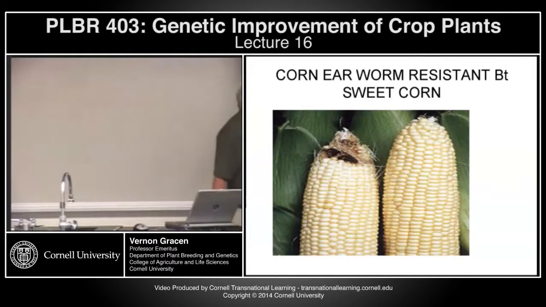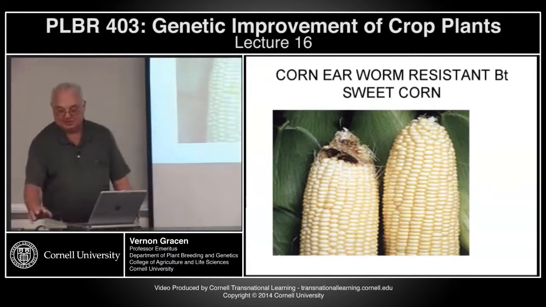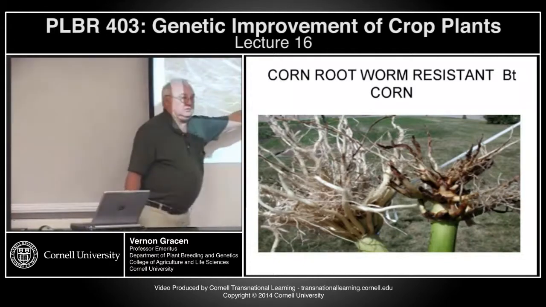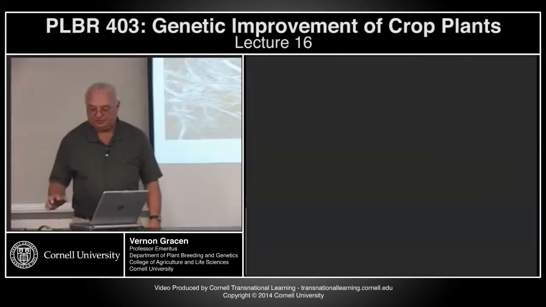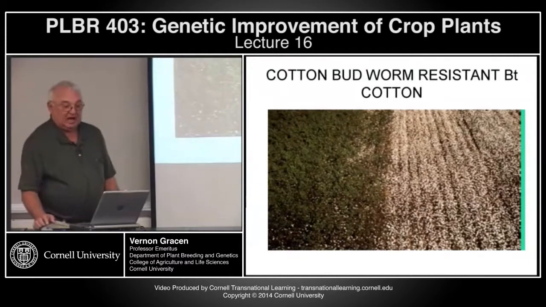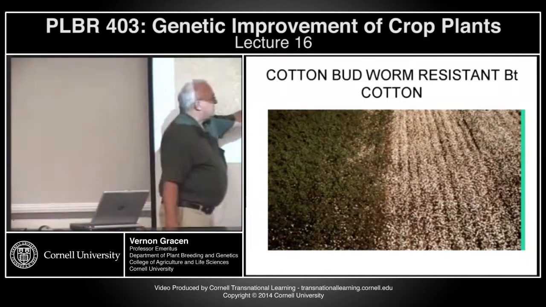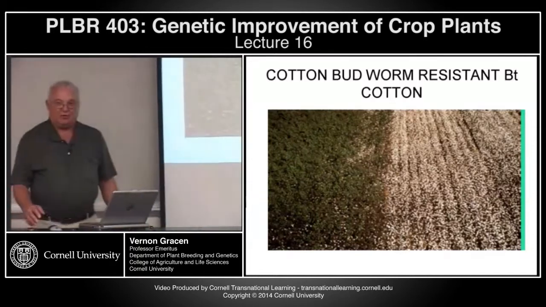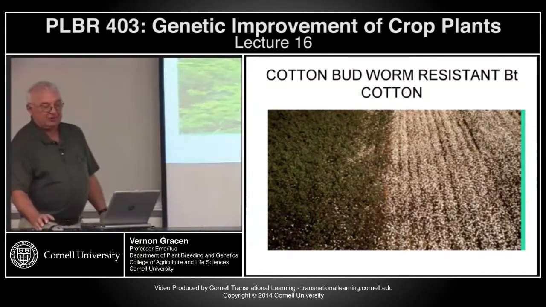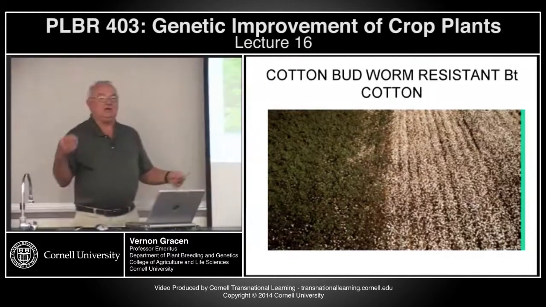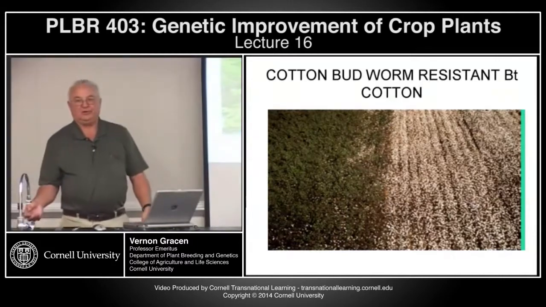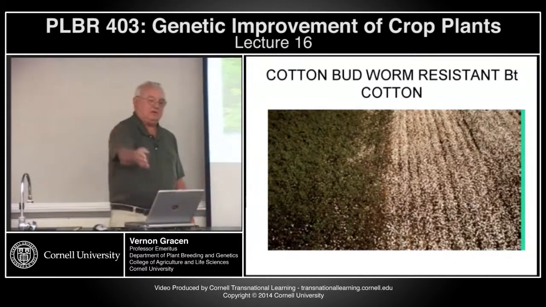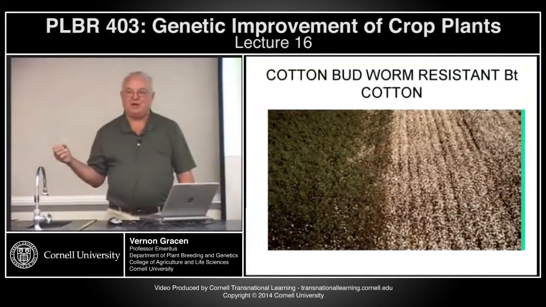Normal sweet corn, BT sweet corn. Corn rootworm, BT resistance, non-resistant, the roots totally chewed off. Cotton bollworm resistant cotton, lots of cotton bolls, lots of cotton fiber produced, almost nothing over here. Black ring spot papaya, the difference between do you want to grow papayas or not. The papaya industry in Hawaii disappeared. Ring spot resistant papaya has brought it back.